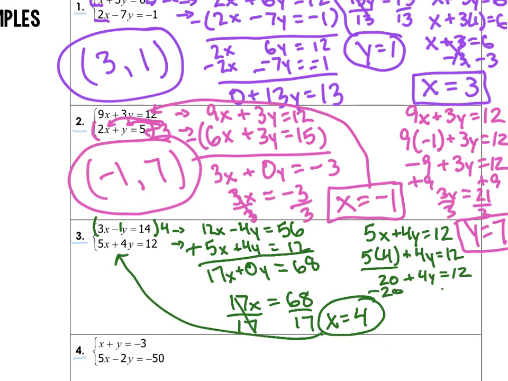Subtract 20 from both sides because now we're trying to get y by itself. 4y is now equal to negative 8 because 12 minus 20 is negative 8. And to get y completely by itself, divide both sides by 4. Y is equal to negative 2. Don't forget, write this as the solution to my system of equations. X is 4, y is negative 2.